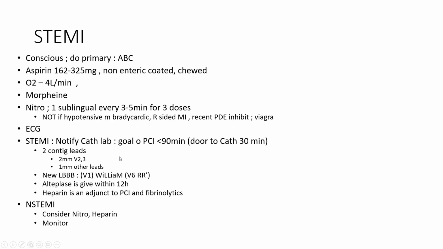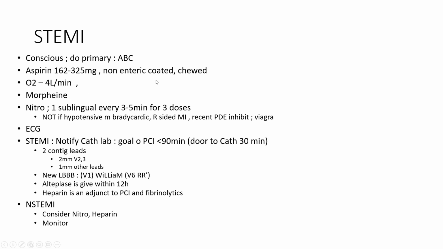Okay? STEMI. So if the patient is conscious, do your primary assessment, ABCs, give them aspirin. The dose here is important. So this is 2 to 4 baby aspirin. So a baby aspirin is 81 milligrams. So 2 to 4 would be 162 to 325. And make sure it's non-enteric coated aspirin and it's chewed because it'll allow for faster absorption. Oxygen at 4 liters per minute.